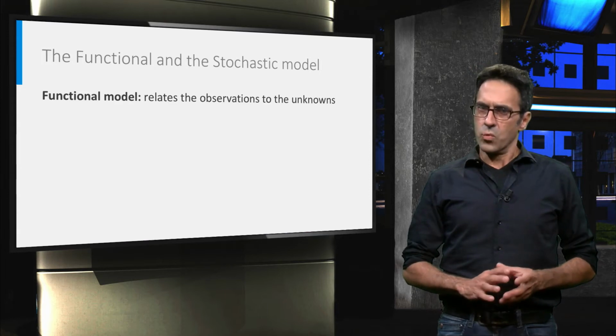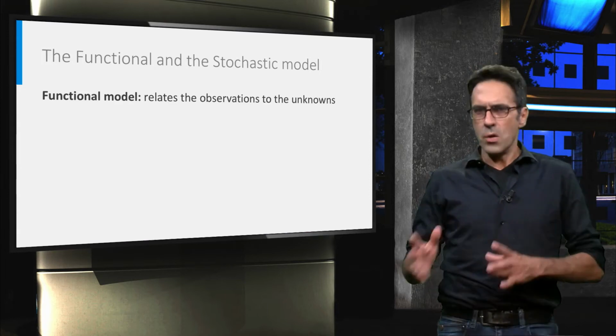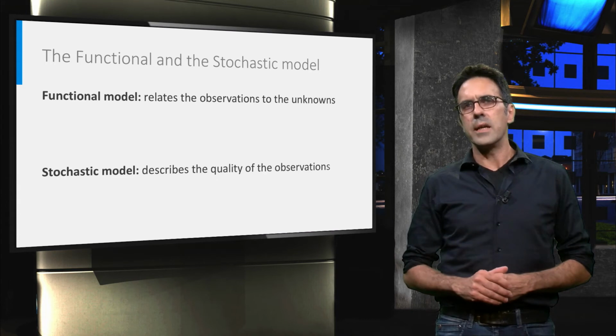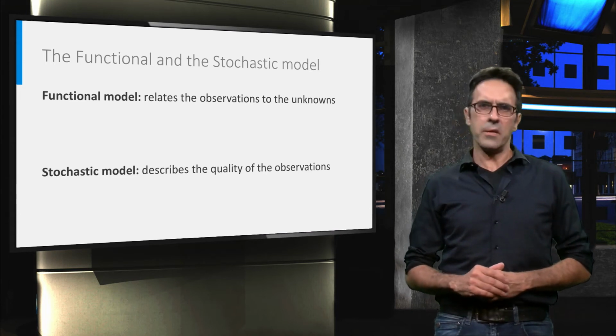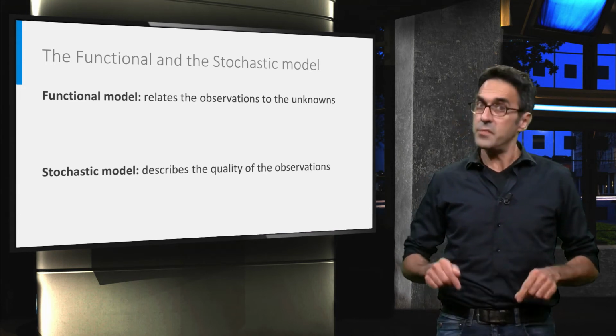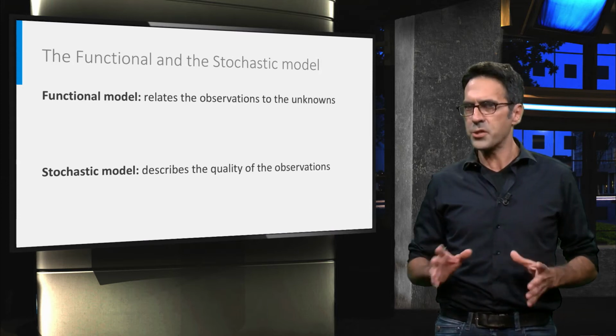The functional model relates the observations to the unknowns, or the parameters. And the stochastic model describes the quality of these observations. In this video, we will focus only on the functional model.